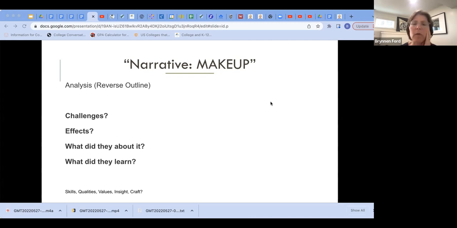Maybe not that one, but something really hard that happened to you. But here's an example of a narrative format in something that didn't seem life or death. So I thought that this was potentially a valuable essay to share with people to see how you can maybe use the model of challenges and effects and what you did about it and what you learned on something less life or death.